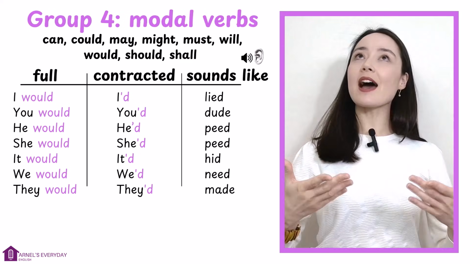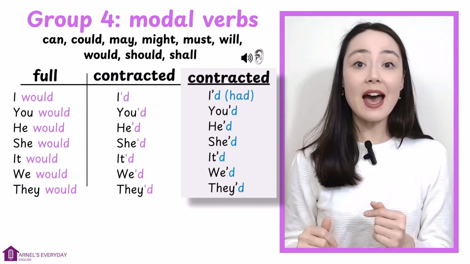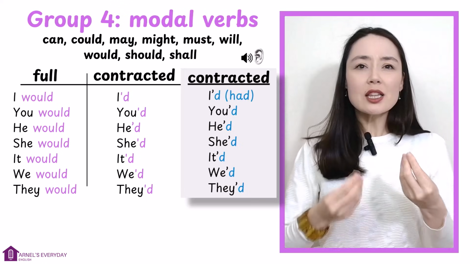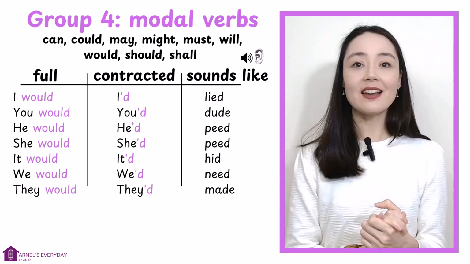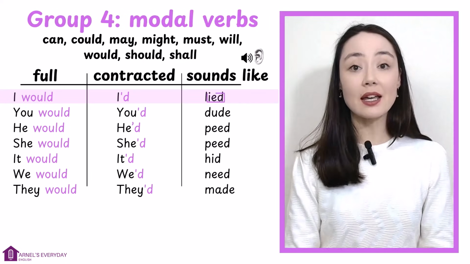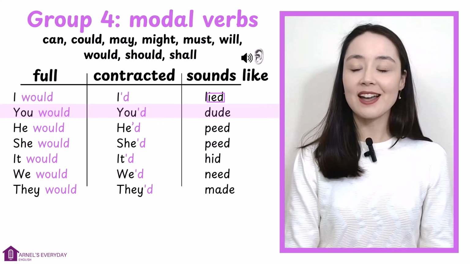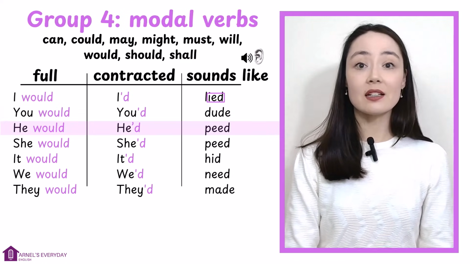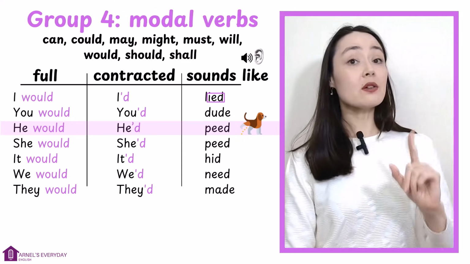Would. And I have good news. The contractions with would are the same as had. Take a look. But I know would is a word lots of students need help with, so I'm going to repeat the pronunciation. I would. I'd. Like the verb lied. You would. You'd. Just like dude. He would. He'd. Like the verb peed. Pee is a regular verb.